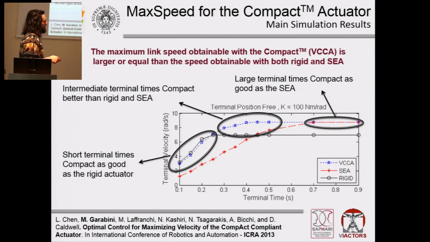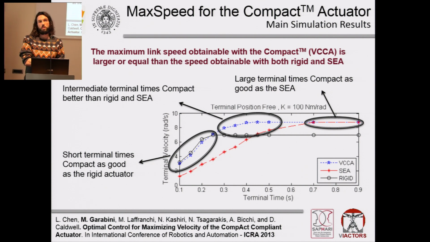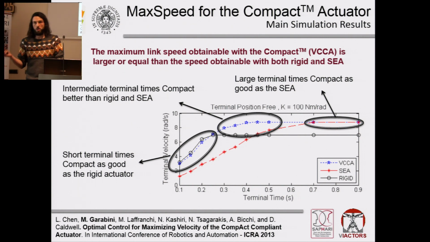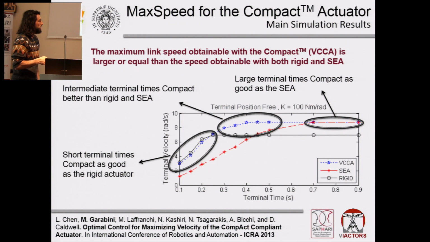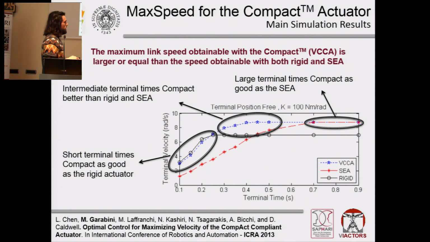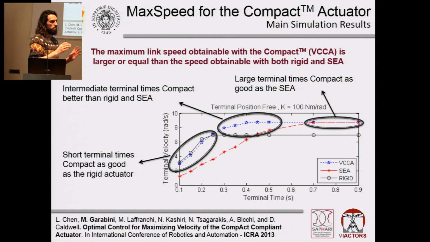The other way around, if the terminal time is high, in this case, basically the actuator has all the time it requires to fully load the spring, and then to maximize the speed. So the best behavior is to use it like a series elastic actuator, and also in this case, if we detach completely the motor side and the link side, we can have this behavior and don't lose performance.